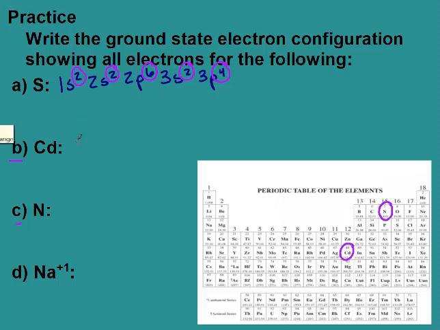So for cadmium, you should have had 1s2, 2s2, 2p6, 3s2, 3p6, 4s2, 3d10, 4p6, 5s2, 4d10. Notice I don't have any commas in there, so make sure you're not putting commas. Commas are going to be incorrect, and make sure that you're putting superscripts where they go. So nitrogen was much shorter. It should have just been 1s2, 2s2, 2p3.